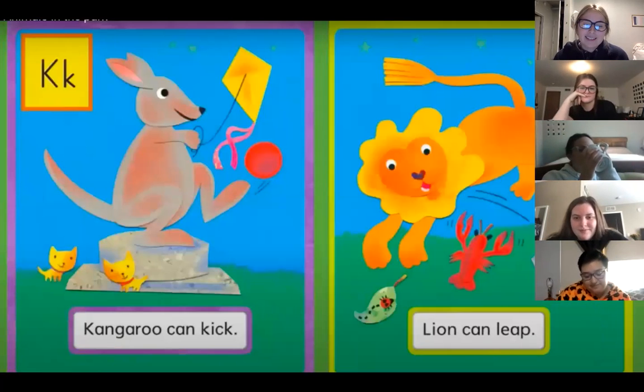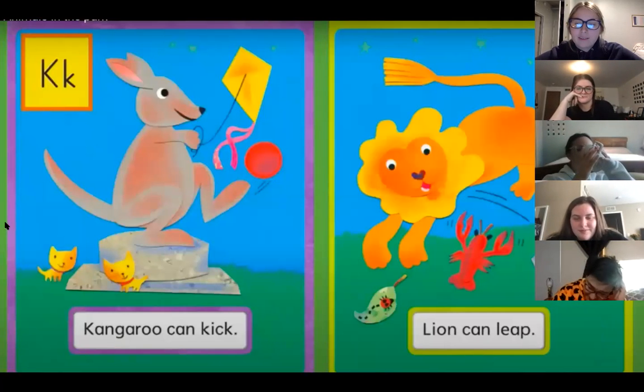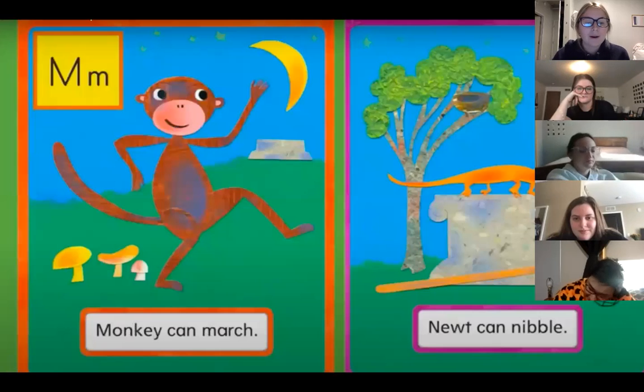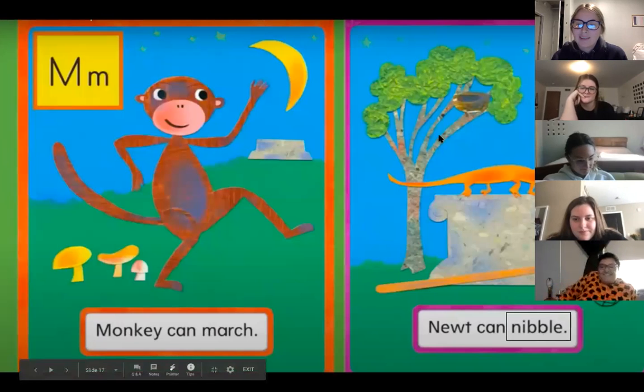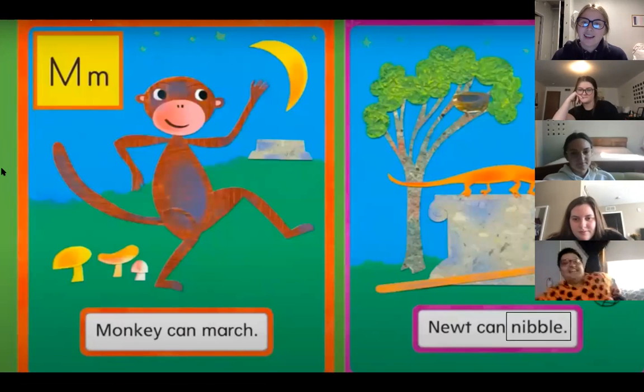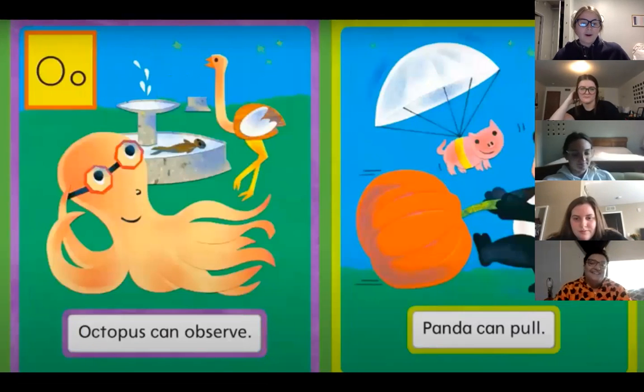K, kangaroo can kick. Lion can leap. M, monkey can march. N, newt can nibble. Nibble was one of our vocabulary words. Does everyone see nibble? And do you guys know what a newt is? Has anyone ever seen one? It's kind of like a salamander. O, octopus can observe. P, panda can pull. It's pulling a big pumpkin right there.